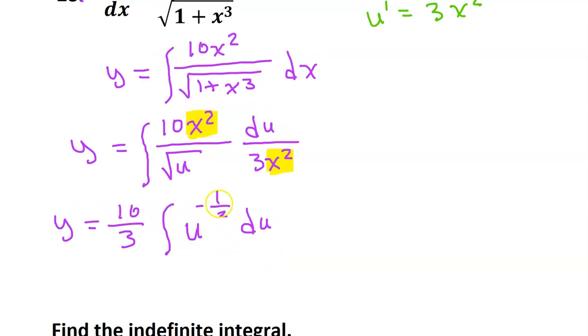So adding 1 to this exponent is going to give us u to the positive 1/2 power. And then we divide by that new power. Dividing by 1/2 is the same as multiplying by 2. And then don't forget we have this 10 over 3 out here in the front. And we need the constant of integration.